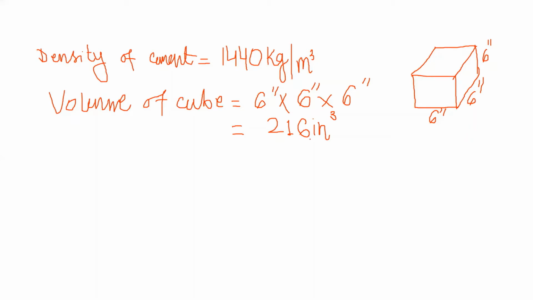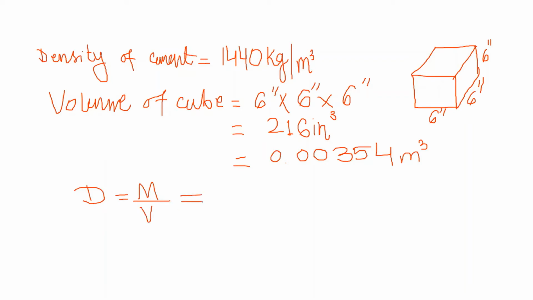So it is coming out to be 0.00354 cubic meter. So it will come out in cubic meter as 0.00354. That is meter cube. Now, density is equal to mass upon volume. So what will be the value of density?